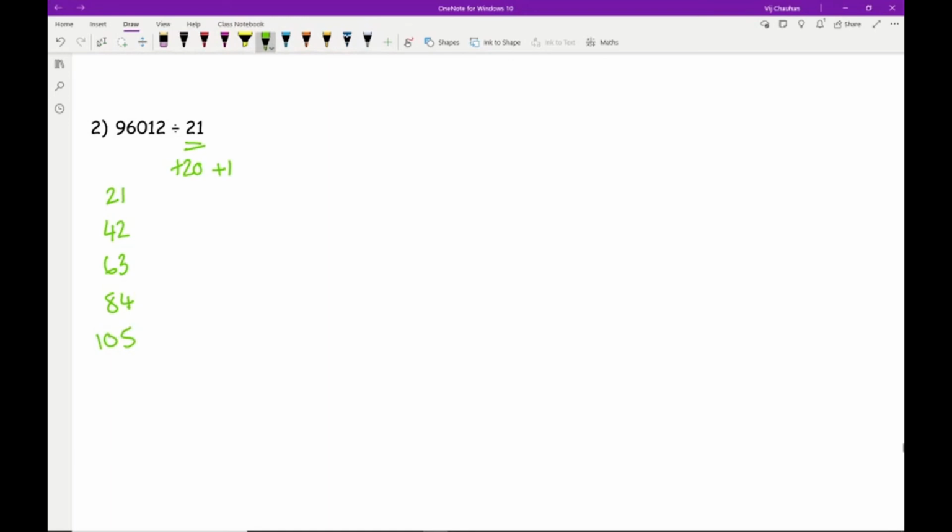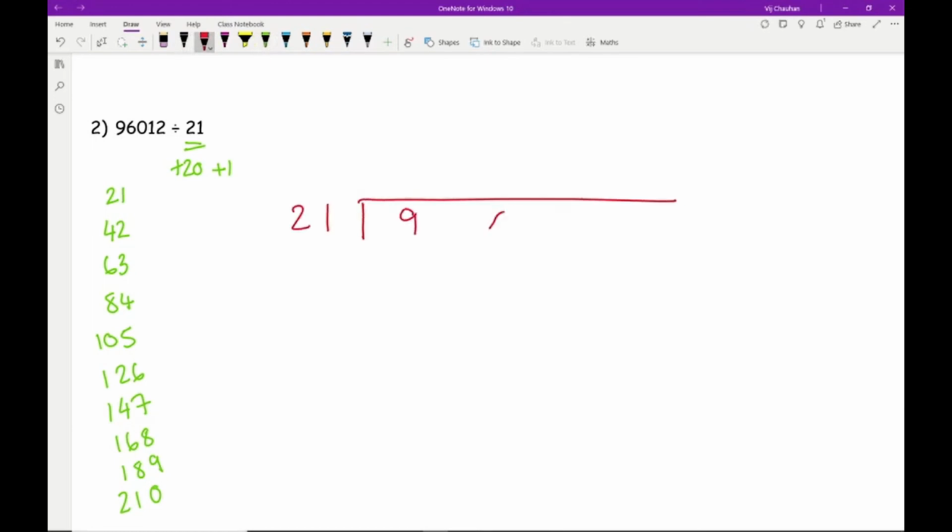And then just keep adding 20 plus 1, so I've got 126, 147, 168, 189, and then finally 210. So now once I've done that, I can then set up my bus stop. I've got 21 over 9, 6, 0, 1, 2.